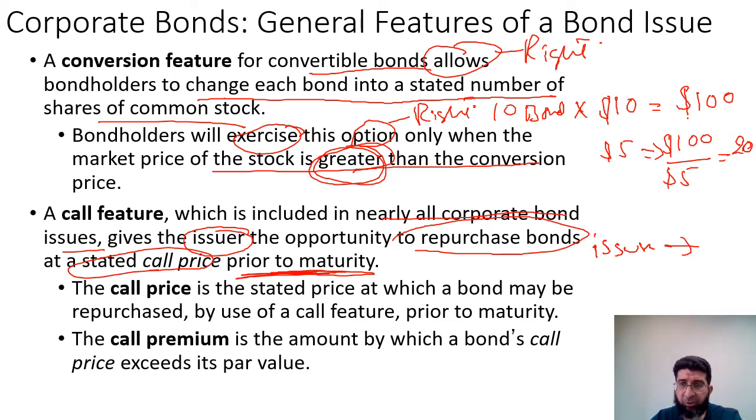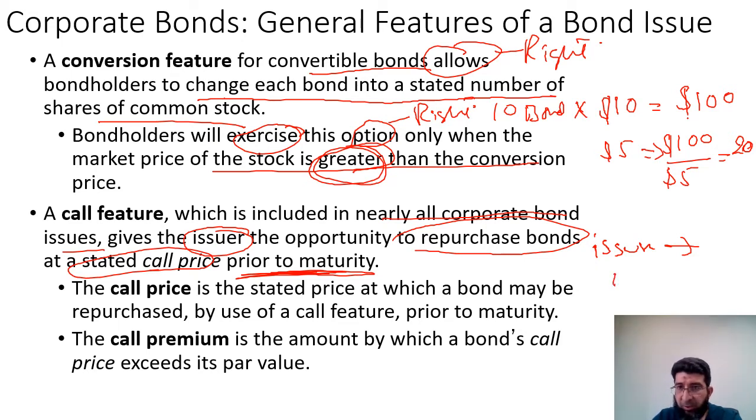Now, why would they do this? They would do it only when it's to their benefit to do so. This means that interest rates are lower in the market while the issuer is offering a higher interest rate.